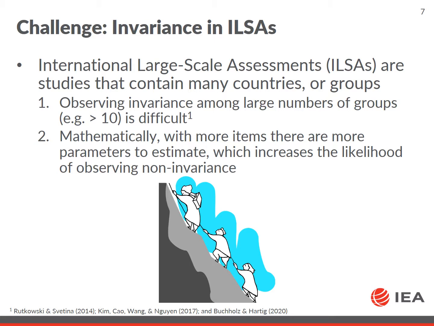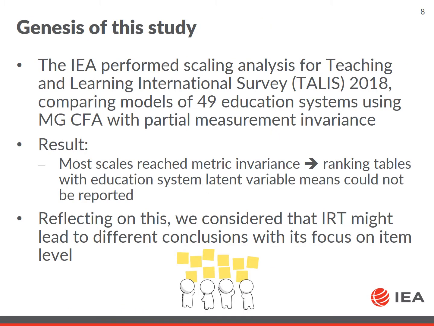Speaking of international large-scale assessments, or ILSAs, these studies provide several challenges when trying to establish invariant scales across the many participating countries or education systems. First, as the number of groups becomes increasingly large, additional group comparisons make it more likely that certain parameters will exhibit non-invariance. Secondly, mathematically, more scale items combined with many groups makes non-invariance more likely as there are more parameters to consider. However, the number of items used to measure a latent variable should be determined by the theoretical construct, and there is no justification to purposely create short or long scales, short being few items and long being many items.